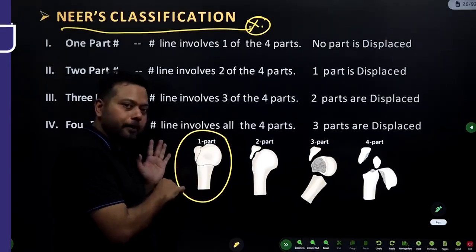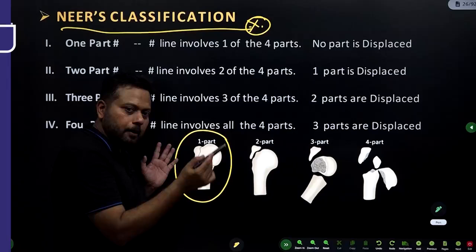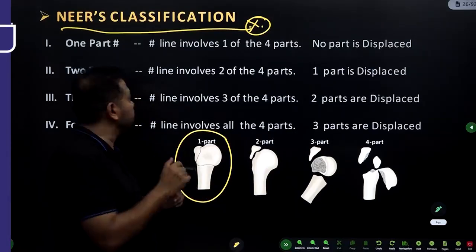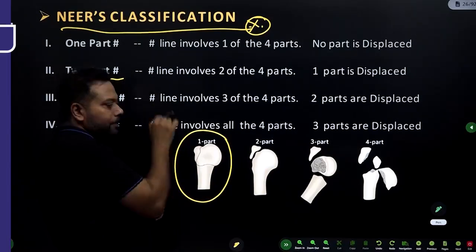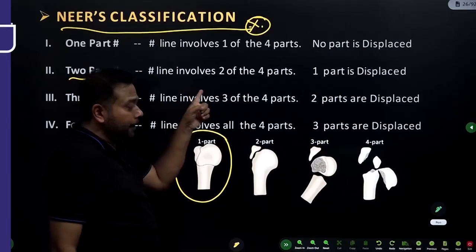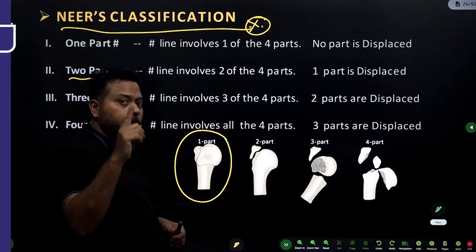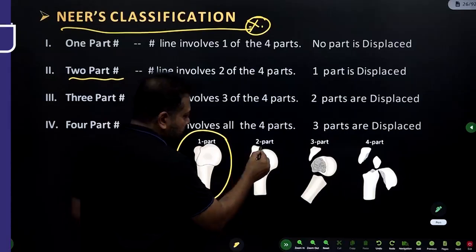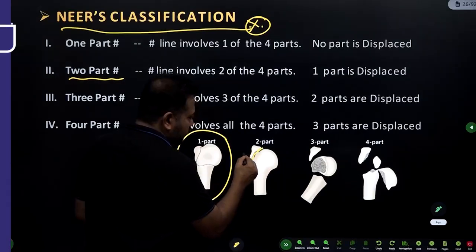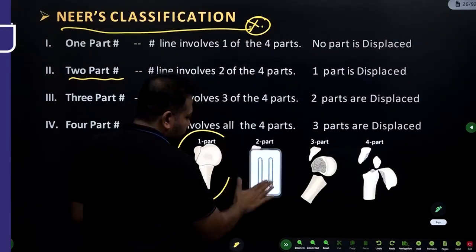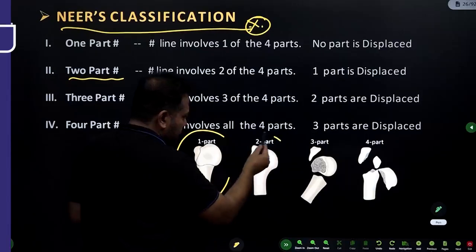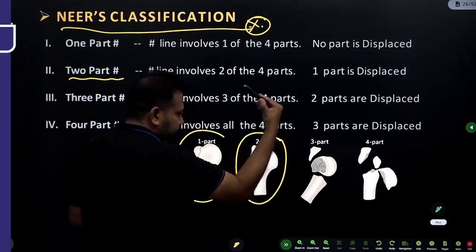Treatment is totally different. That I will tell in the next page. Now, what do you mean by Neer's 2 part fracture? The fracture line involves 2 of the 4 parts, and 1 part is displaced. You see here the greater tuberosity is totally displaced. This is called a 2 part fracture.